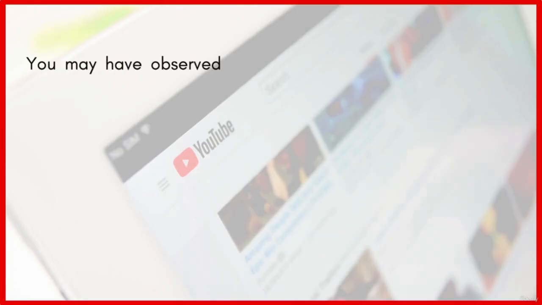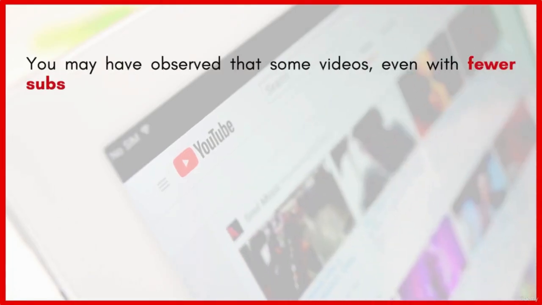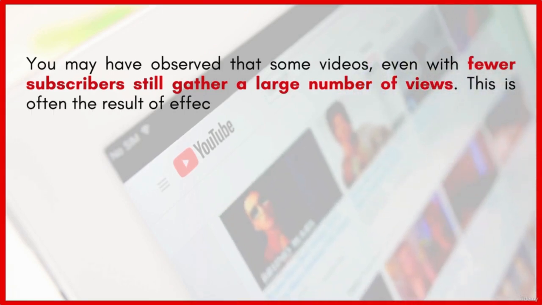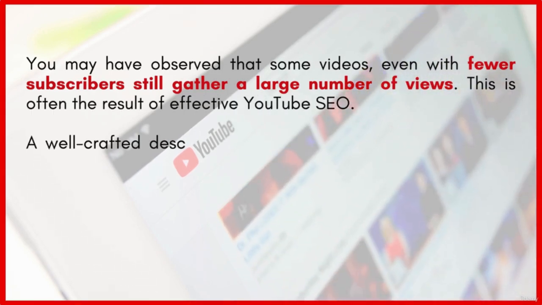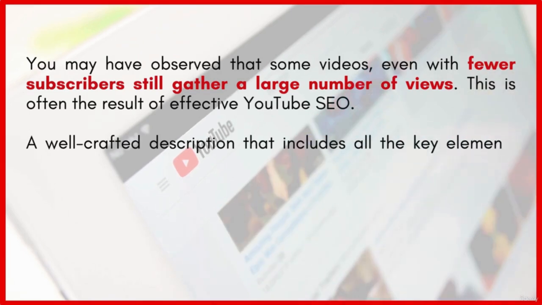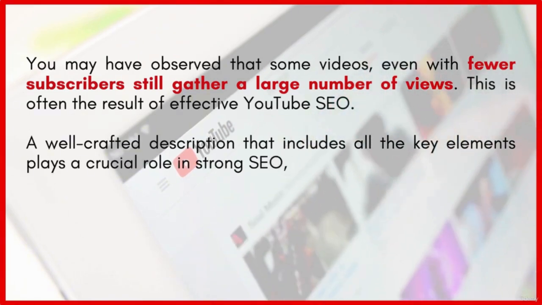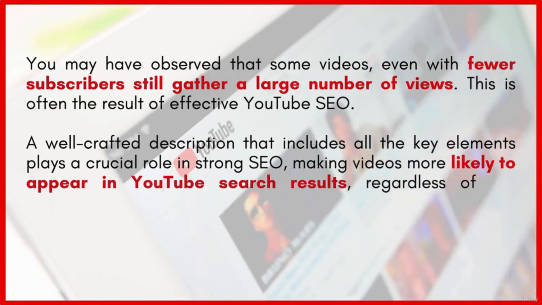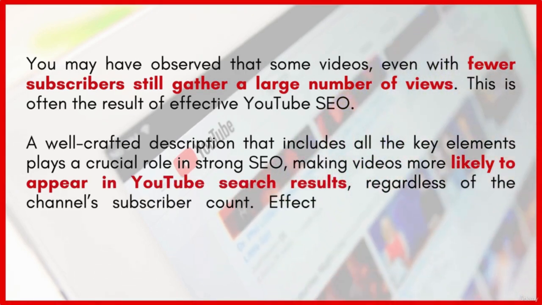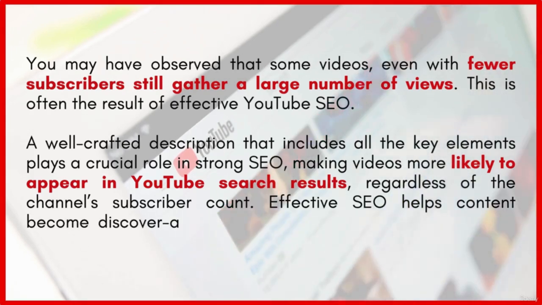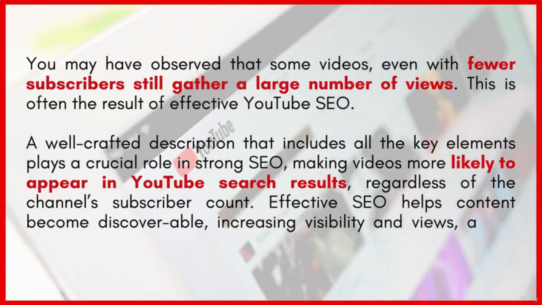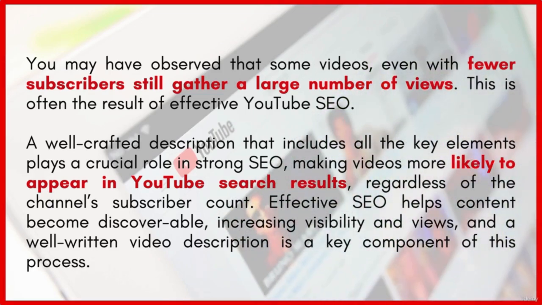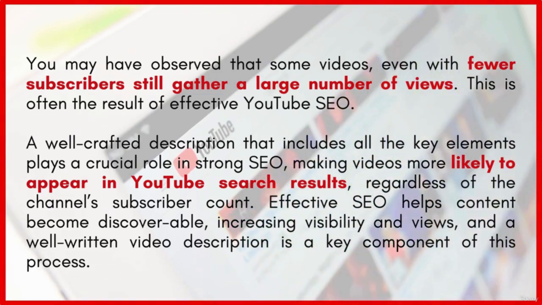You may have observed that some videos, even with fewer subscribers, still gather a large number of views. This is often the result of effective YouTube SEO. A well-crafted description that includes all the key elements plays a crucial role in strong SEO, making videos more likely to appear in YouTube search results, regardless of the channel's subscriber count. Effective SEO helps content become discoverable, increasing visibility and views, and a well-written video description is a key component of this process.